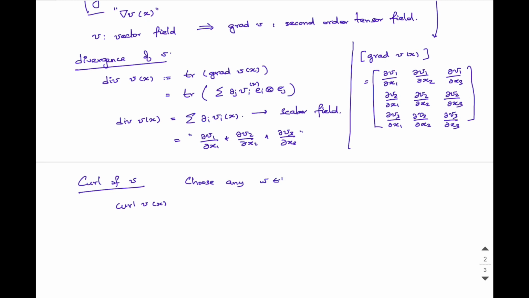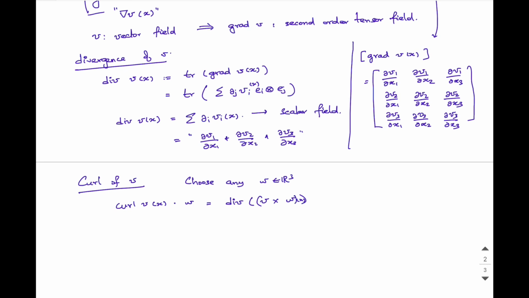any W in R3. So it's any constant vector W. Then I define the curl of V as follows. The curl of V, remember it's a vector field, so I can take the inner product with W. So this is a real number. Okay, so this is defined. This should be the divergence of the cross product of V and W at the point X.